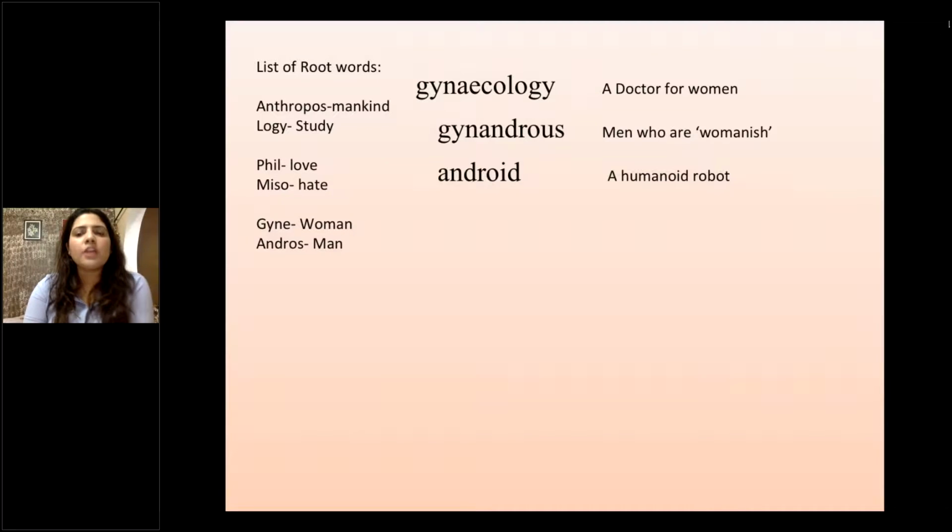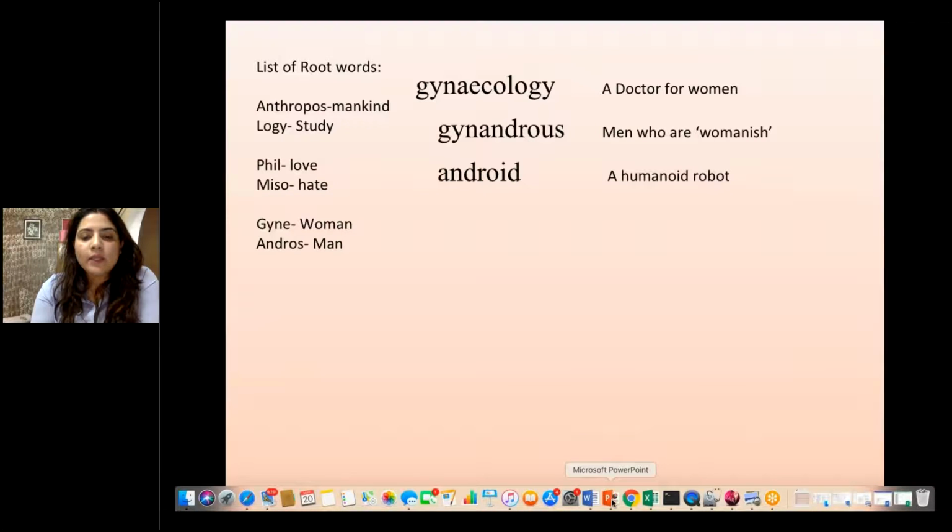Android is a humanoid robo. What do you mean by humanoid? Write down the answers. What is humanoid? Yes, it's a robo. Very good, Kashish. OID means like. So humanoid is also a robo that looks like a human. That's called android. Before I do that, let me tell you another thing.